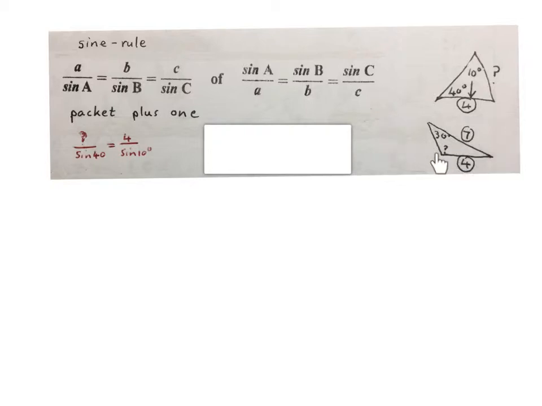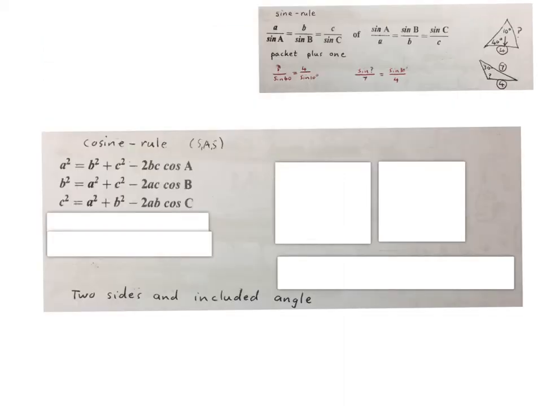In this sketch, they gave me a packet again. There's my 30 degrees and my 4 opposite it. I need to work out that angle, and I've got the 7 opposite it. In this case, we'll use the friend. I'll put the sine of what I want to know over 7 is equal to my packet, sine 30 over 4. Next, we look at the cosine rule.